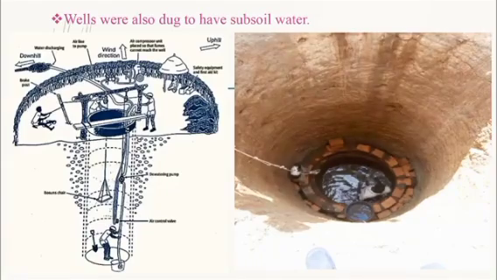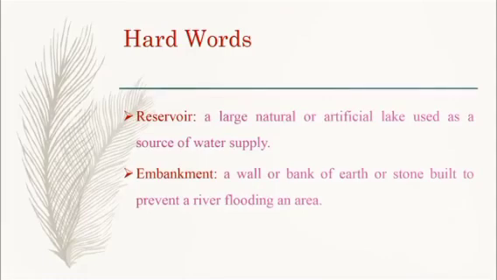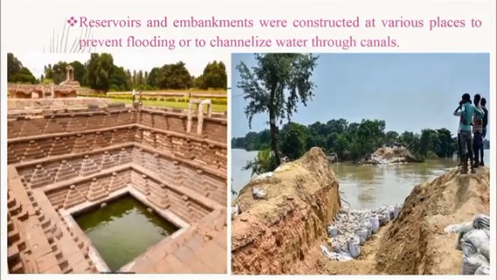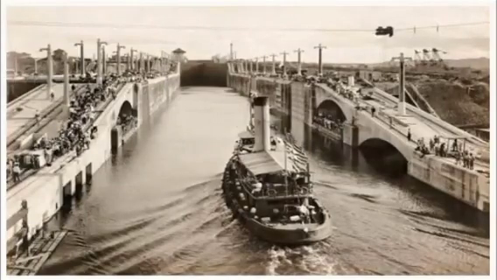Wells were also dug to have subsoil water. Now let's see some hard words. Reservoir, embankment. Reservoir means a large natural or artificial lake used as a source of water supply. Embankment means a wall or bank of earth or stone built to prevent a river flooding an area. Reservoirs and embankments were constructed at various places to prevent flooding or to channelize water through canals. Here we can see the pictures of reservoir and embankment. Here we can see the picture of canal.